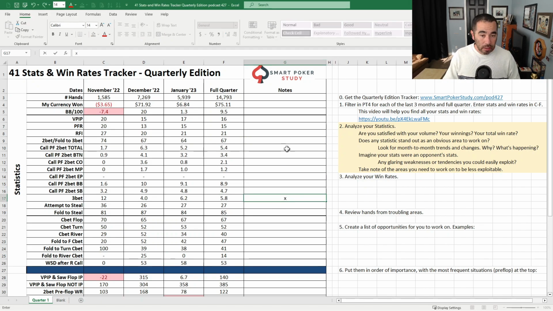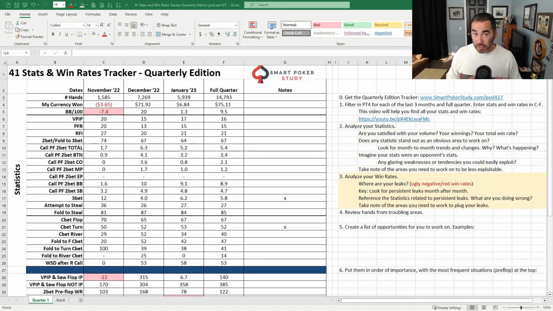In column G of the tracker, you'll see a notes column. Just put some notes there, whatever you need to work on, take note of it. You can also whip out that poker journal, add your notes there, however you need to, so you know exactly what you need to be working on over the next month.